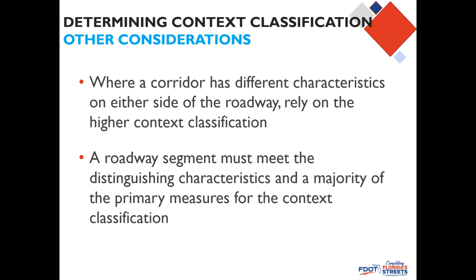A roadway segment must meet the distinguishing characteristics and a majority of the primary measures for the context classification. We're going to look at this in just a moment in more detail. So we have those distinguishing characteristics, and remember we looked in the example where we had the distinguishing characteristics, and it said, well, it could be C3 commercial or it could be C4 general urban. So you want to go and look and see, well, which one of those is it most like? Which one of these does it actually match the best? So you're looking for the majority of the primary measures for that. It doesn't have to meet every single one. You're looking for the majority of them.